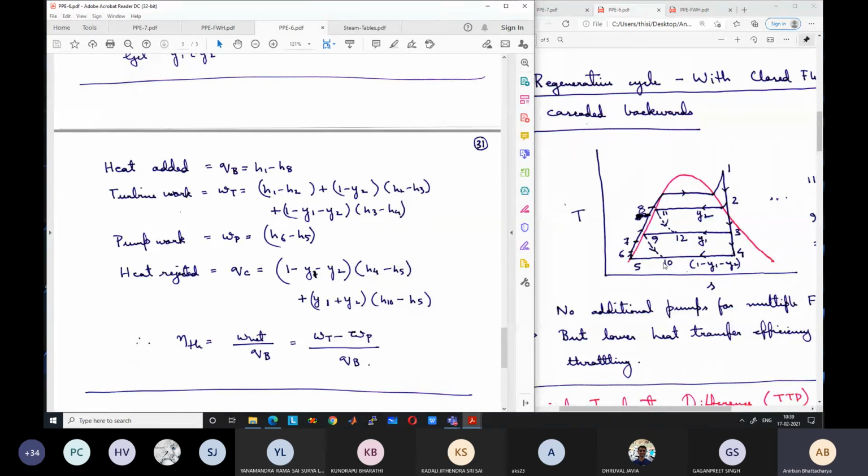And efficiency is net work output by heat addition in the boiler. It can also be written as work of turbine minus work of pump by heat addition in the boiler. Any questions?